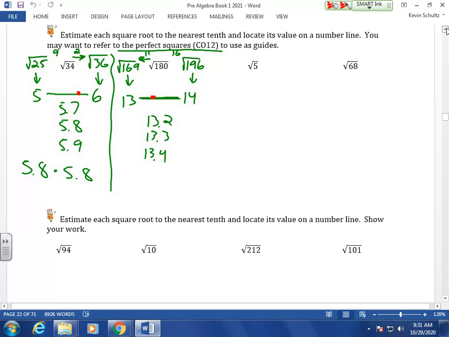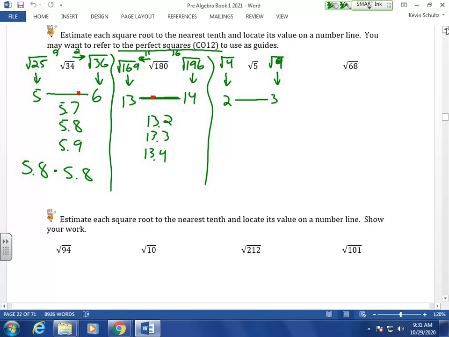Yes. Root of 5. So the root of 5, which two perfect squares does the root 5 fall between? Probably 4 and 9. Okay. So root 4 is the next smallest. Root 9 is the next largest. We know that the root of 4 is 2. We know the root of 9 is 3. So the root of 5 is going to be somewhere between 2 and 3.